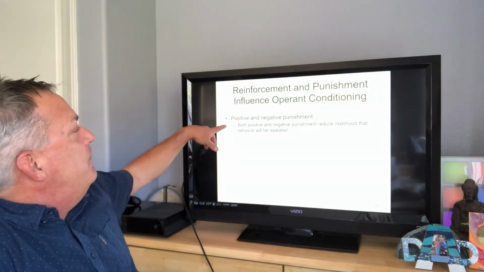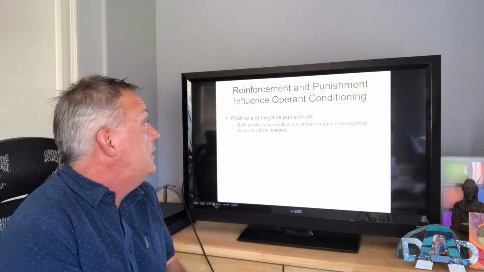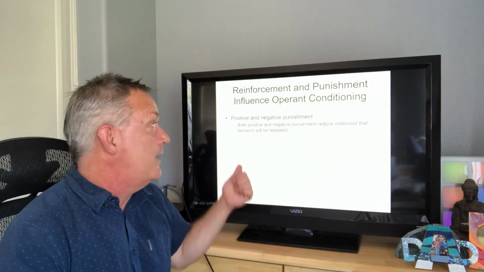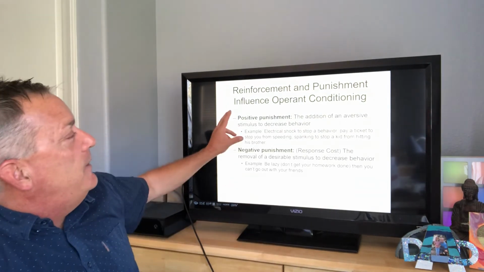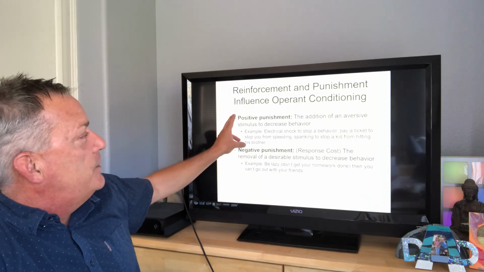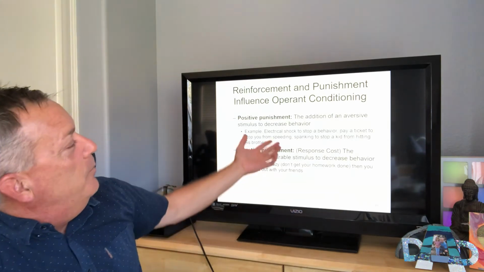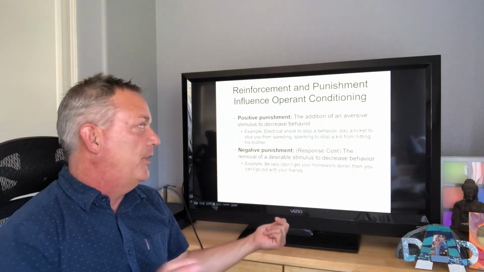Positive and negative punishment. Both positive and negative punishment reduce the likelihood that the behavior will be repeated, right? You want to decrease that behavior, get rid of the behavior. Positive punishment is the addition of an aversive stimulus to decrease behavior. This is spanking, right? Or an electrical shock to stop a mouse from pressing the lever.